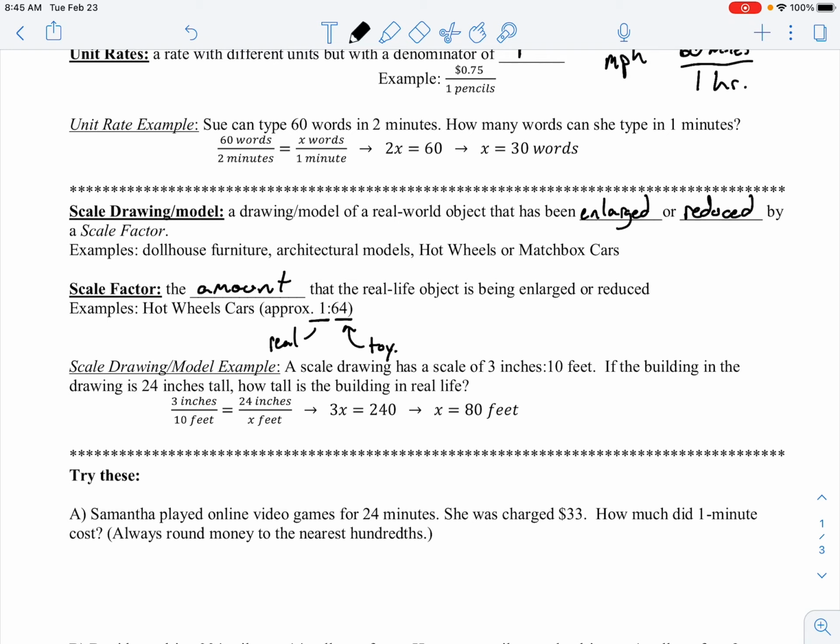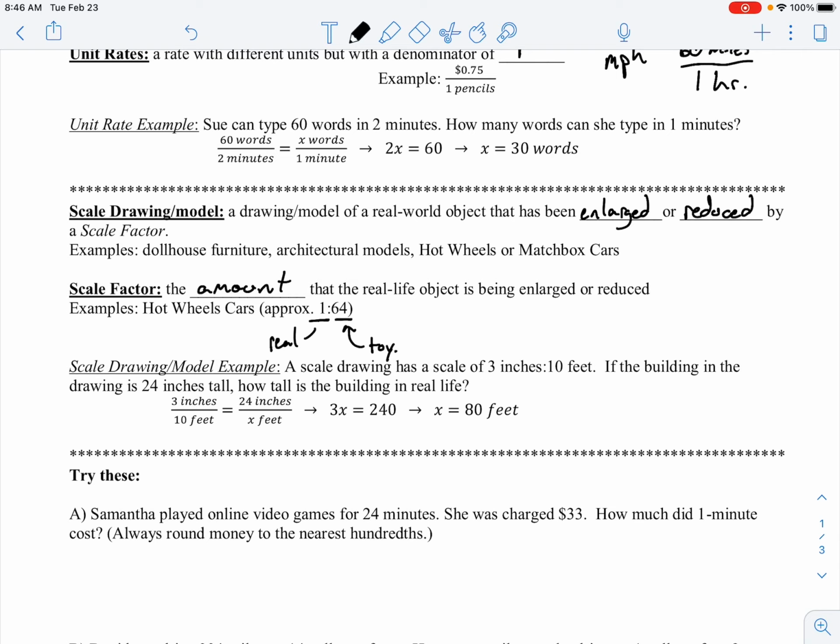All right, so a scale drawing or model example here. A scale drawing has a scale of 3 inches to 10 feet. If the building in the drawing is 24 inches tall, how tall is the building in real life? So this is going to be a lot like our unit conversions, except we don't need the things to be equal to each other. Like a foot was 12 inches. How many inches is 3 feet? This is kind of like that, but we're saying they're not exactly equal, but we're setting them equal in order to make our scale factor here.